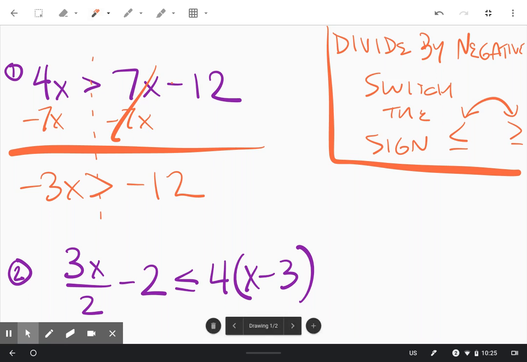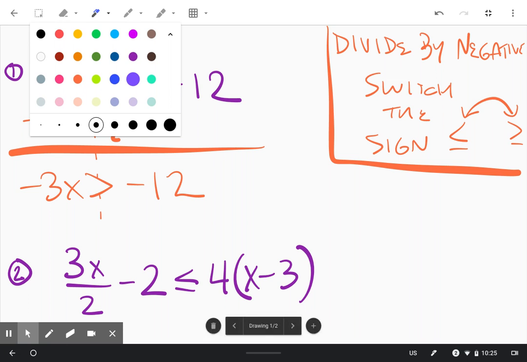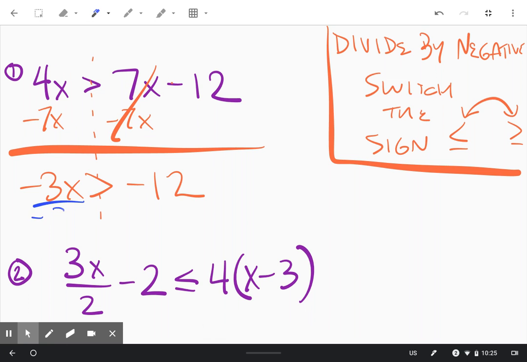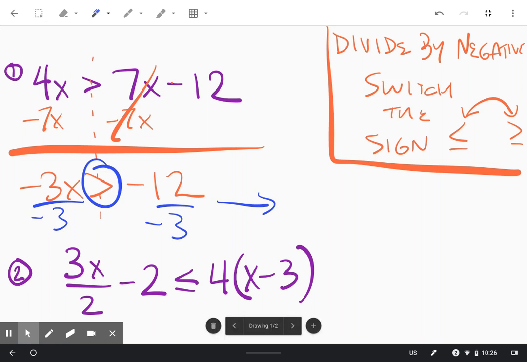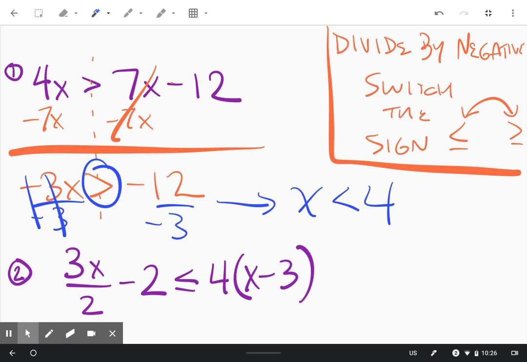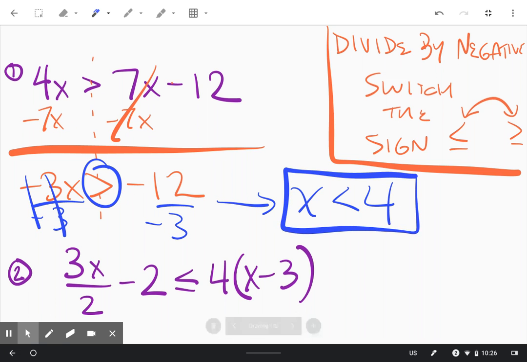All right. Now, in my next step, I'm going to divide both sides by negative 3. So when I do that, this is going to switch based on our divide by negative rule. The 3's are going to cancel out, leaving me with x. And when I switch that sign, it becomes less than. Negative 12 divided by negative 3 is 4. And so that would be my solution.